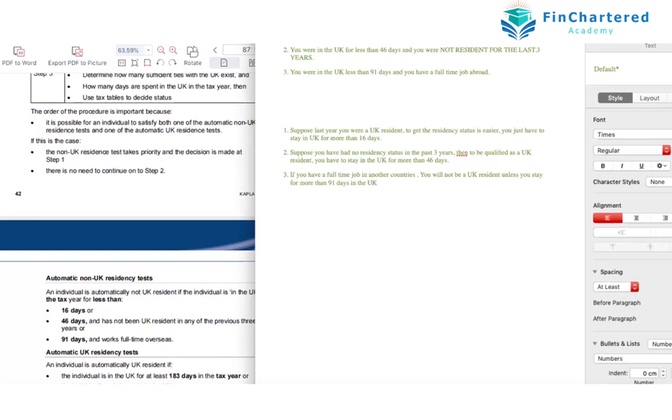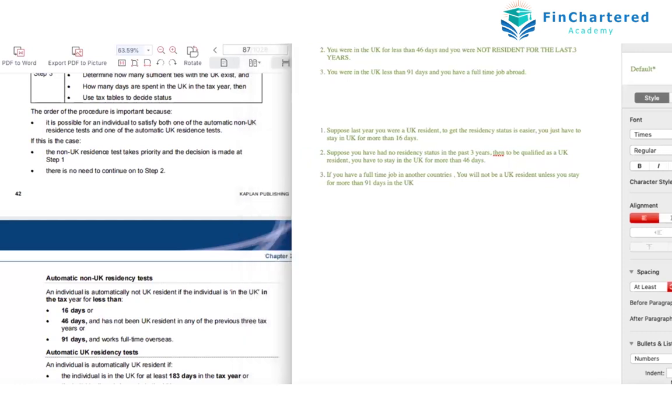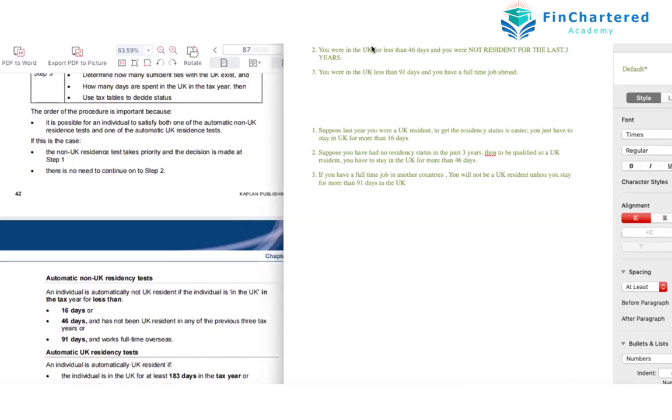This is different than the citizenship of the UK. Yes, obviously. So just go and stay for 92 days in India, you have to pay tax in the UK.